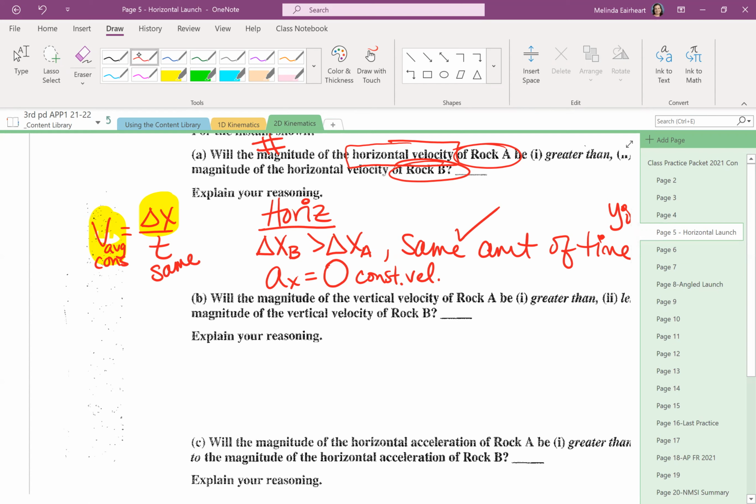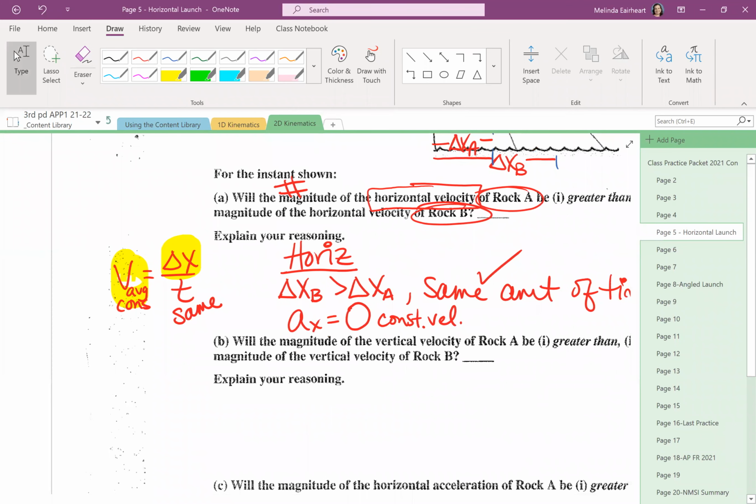Direct. And by the way, I'm going this far because this is kind of what AP expects. You base it on a mathematical model, AKA equation, and you explain all the little pieces, right? And so there's a direct relationship between V and delta X.